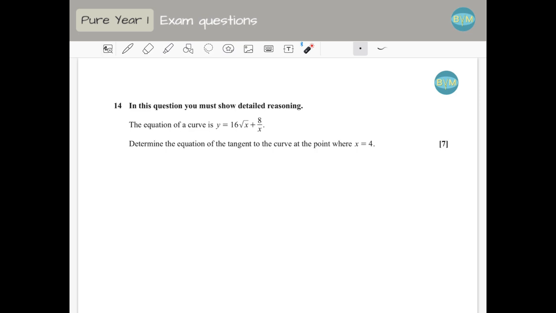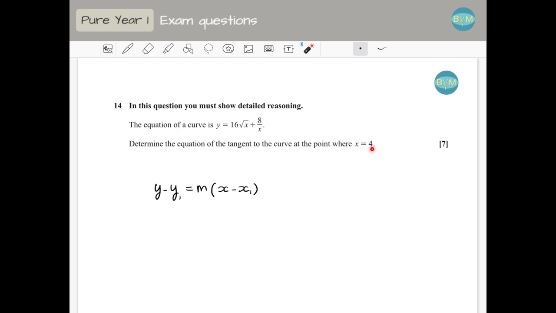Hello, this is question 14 on your June 2023 paper 1 from OCR MEI. You have the equation of this curve and you have to find the equation of the tangent to the curve at this point. To find the equation of the tangent, we are going to use this, which means we need the gradient and one point. This is the gradient and these are the coordinates of one point. We need to find the coordinates.